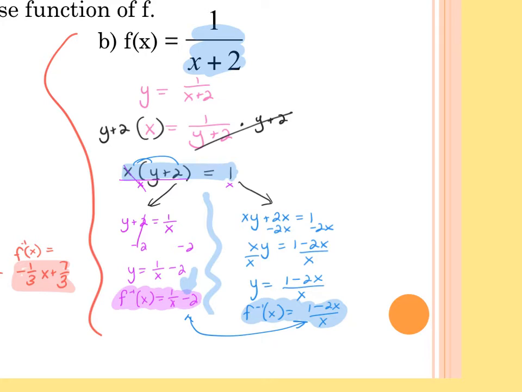Questions on those? So finding the inverse: first, replace the f of x with a y. Second, switch the x and the y. Third, and this is the step that can vary in length, solve for the new y. Fourth, make the y f negative 1 of x to show that this is the inverse.